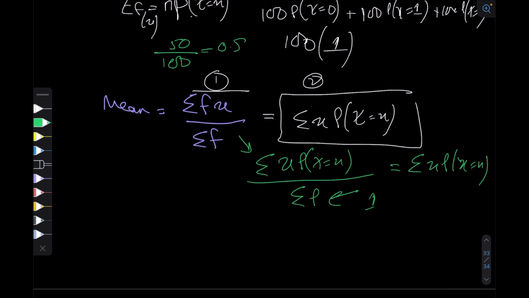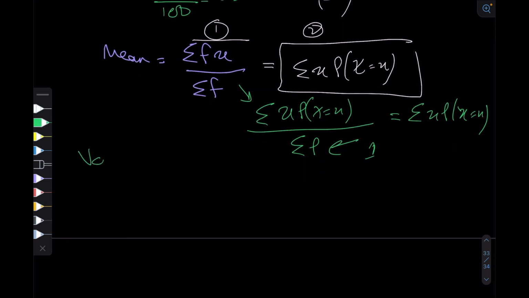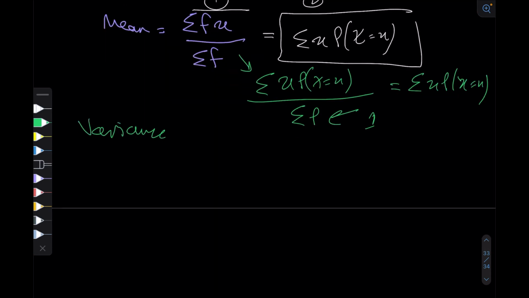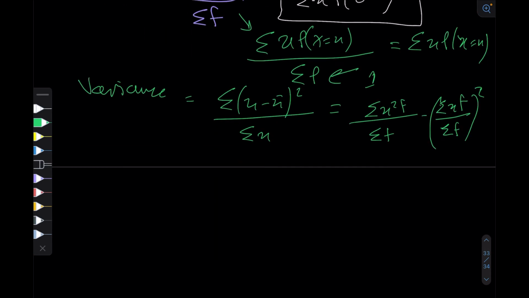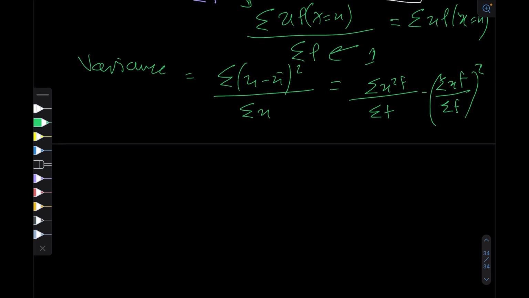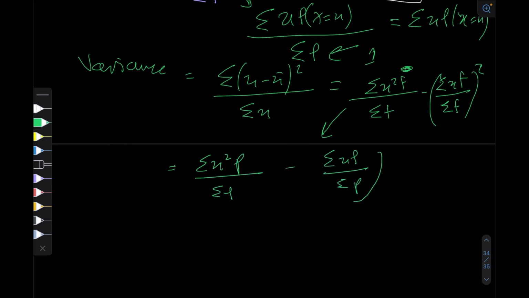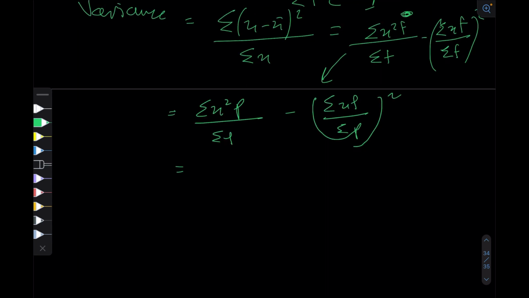So that's the mean. If we now look at variance, if I don't have frequencies, and instead I have probabilities, if I just convert this, what I will get is sigma x squared p over sigma p minus sigma xp over sigma p, squared. But I know that the sum of all the probabilities is 1, so we can ignore it and write down the formula: the sum of x squared p minus the square of the sum of xp.